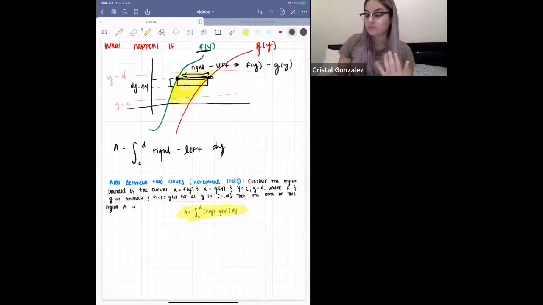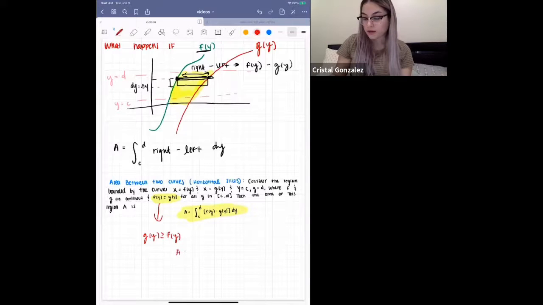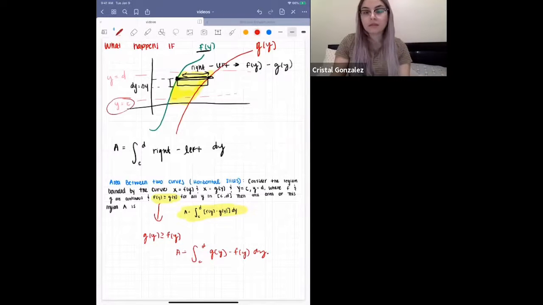Okay, and like I said, this part is important. If they give you the reverse of this, if g of y is now bigger than f of y, then you're going to flip your area accordingly, so that it's g of y minus f of y times dy. And again, they don't always necessarily have to give you these bounds. Sometimes we have to find out where they intersect. And we'll do a couple of examples.